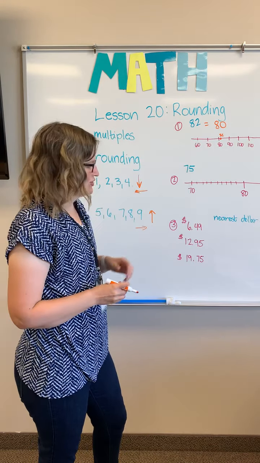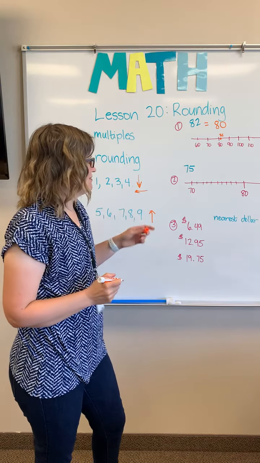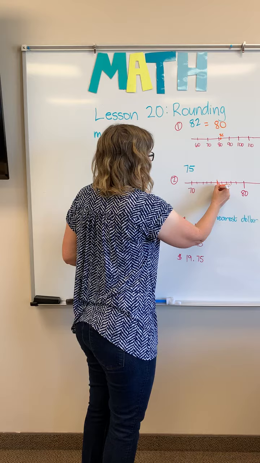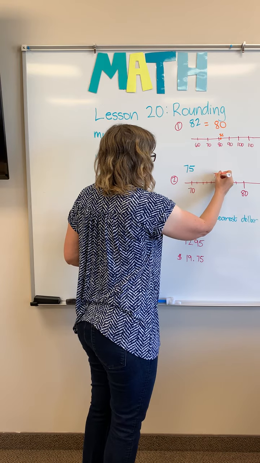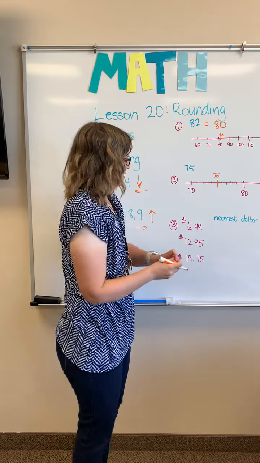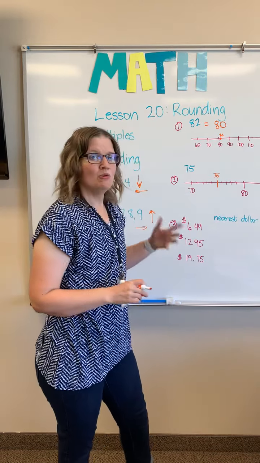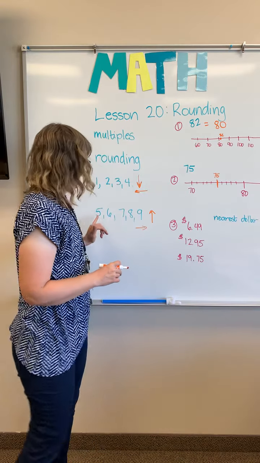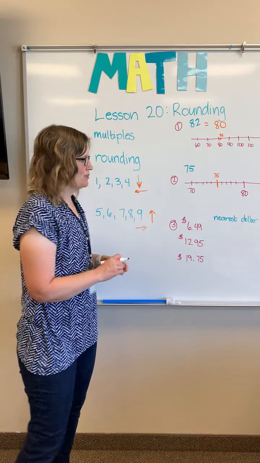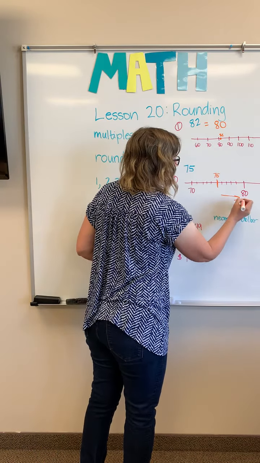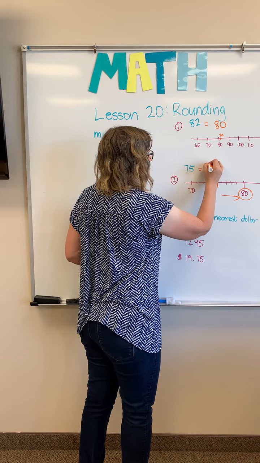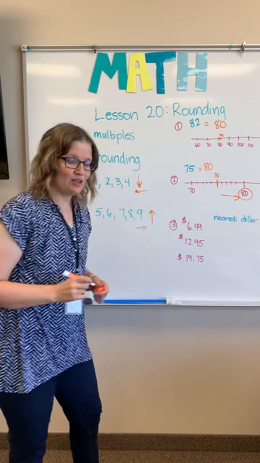Now, this is a little trickier. 75. Let's see. 1, 2, 3, 4, 5. Right here. Now this is equally far from point to point, but the rule is anything that's 5 and up, we round up. So we round it to 80. So 75 rounds up to 80.